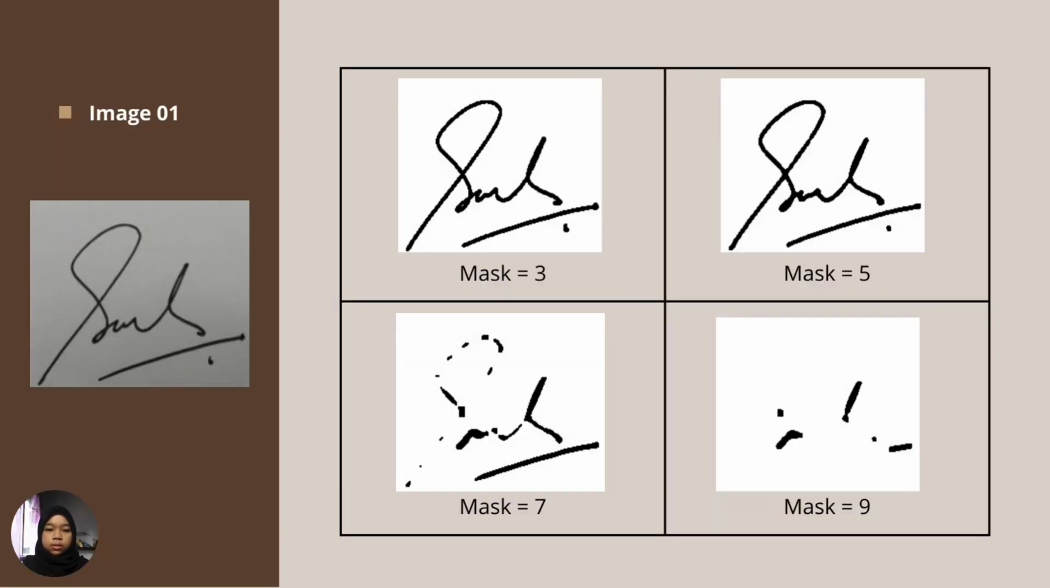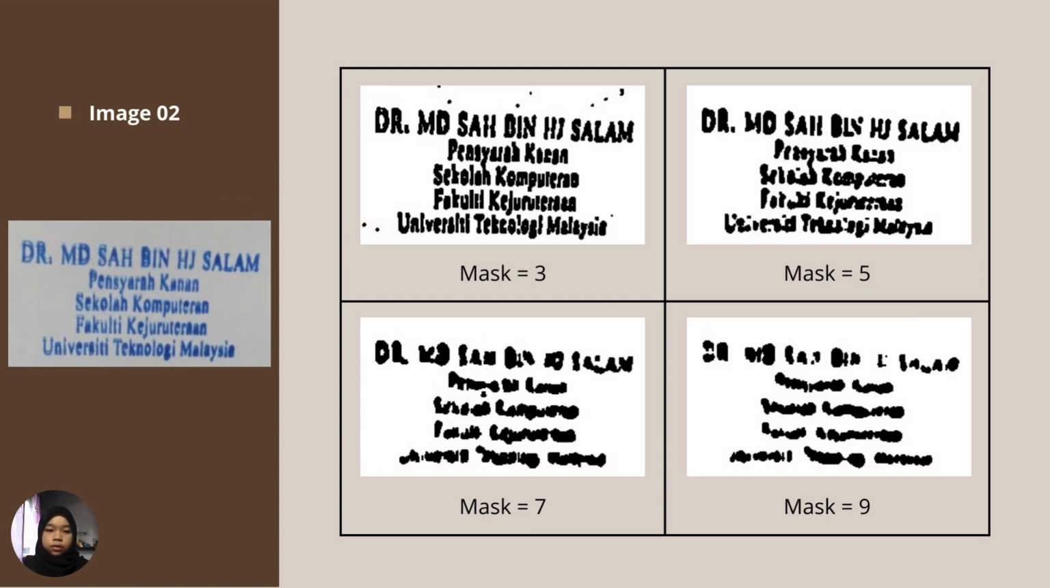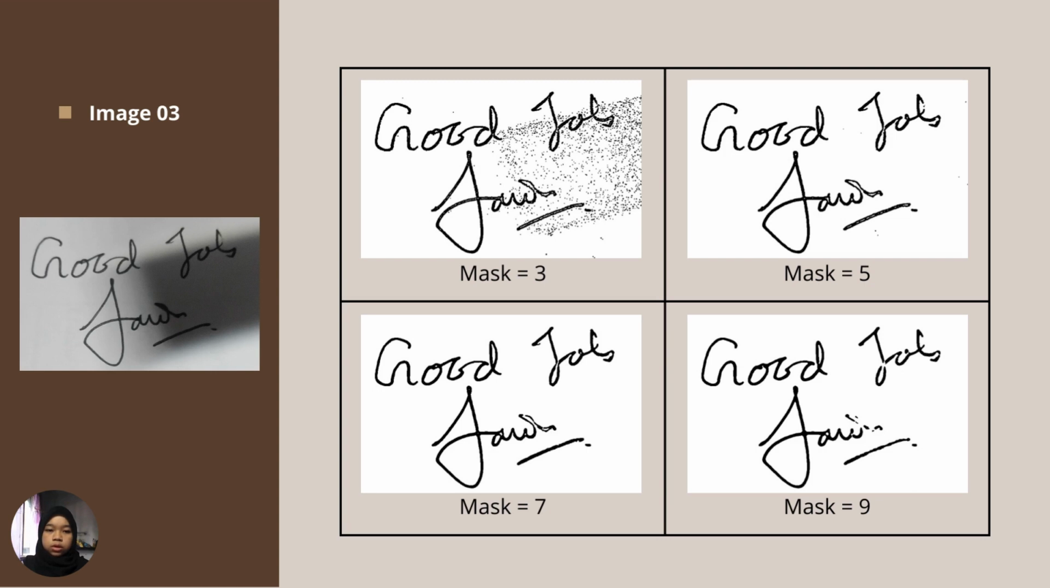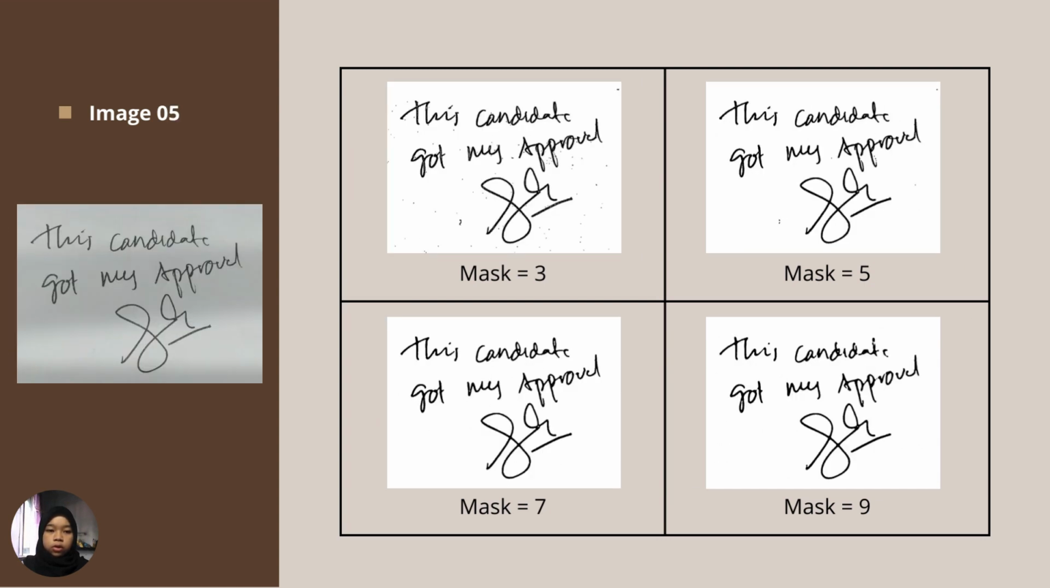So this is image 1 with 4 different outputs with different mask sizes, which are 3, 5, 7, and 9. So this is for image 2, image 3, image 4, and image 5.